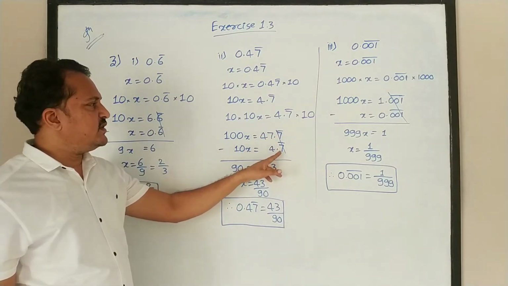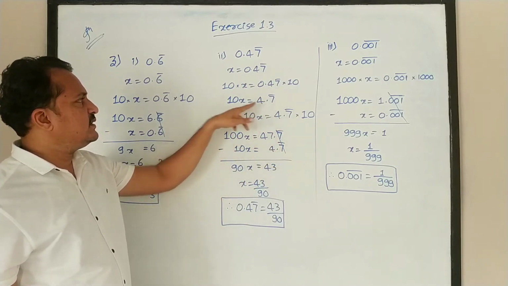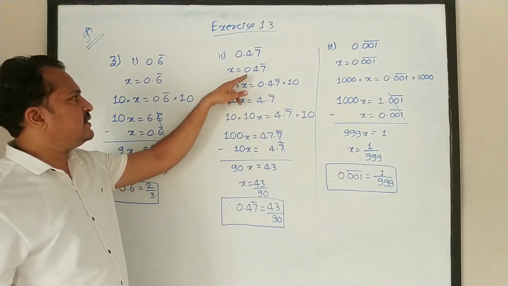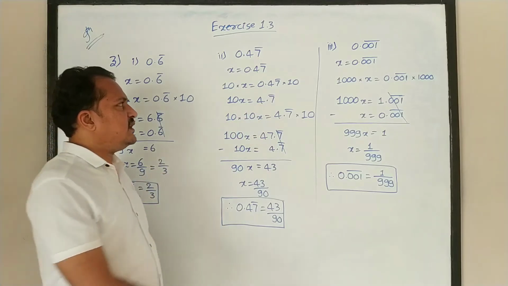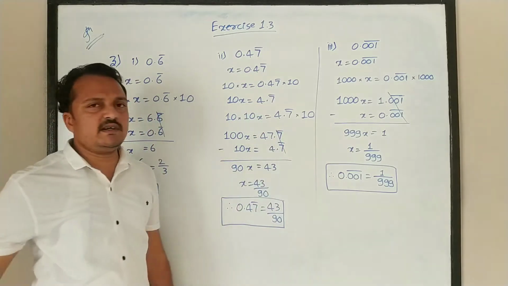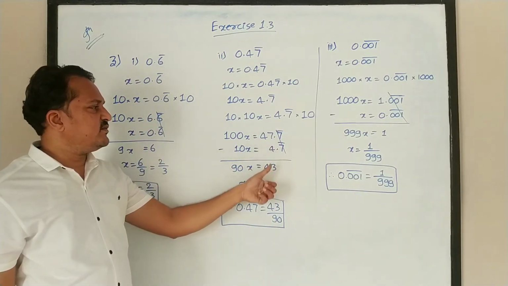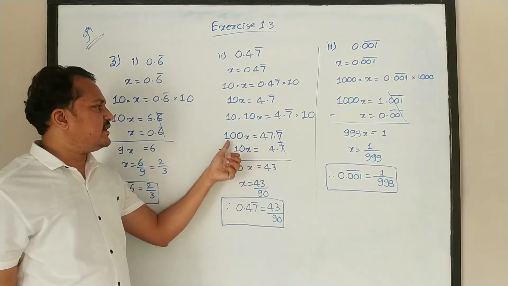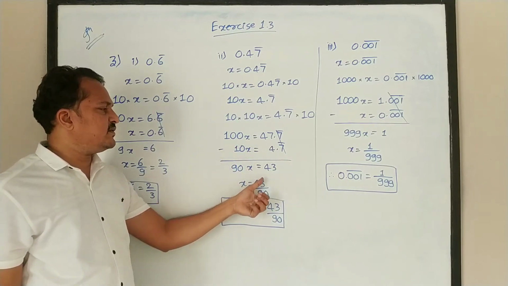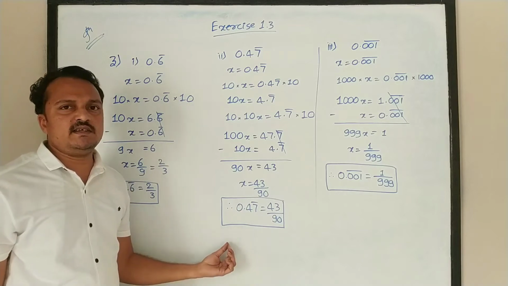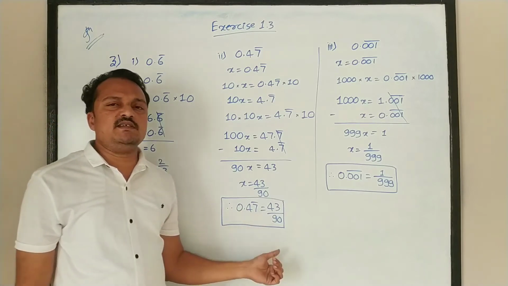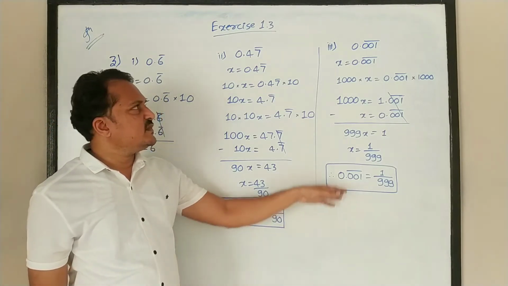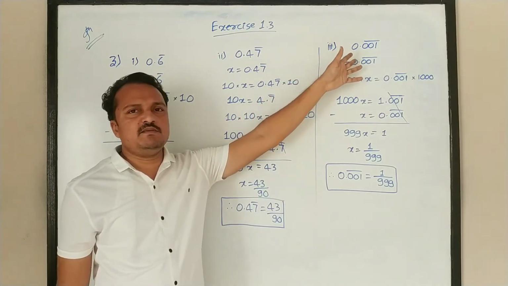Since I want to cancel 0.7 bar, I will select this 10x here, not the other one, so that 7 bar and 7 bar cancel. 47 minus 4 is 43, and 100x minus 10x is 90x. So x is equal to 43 by 90. The final answer is 0.47 bar is equal to 43 by 90. Now come to the third one. It is also very simple.